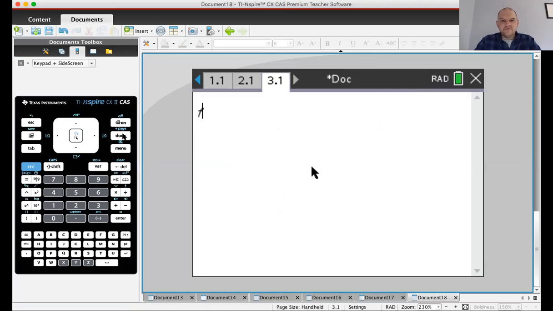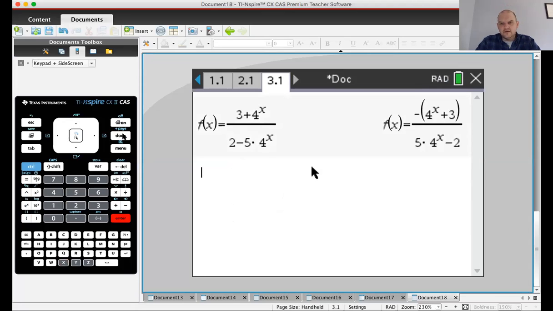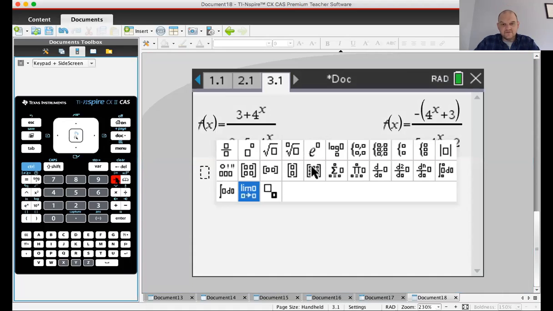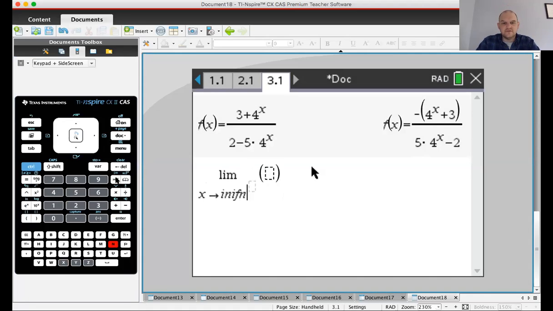All right, so f of x is 3 plus 4 to the x over 2 minus 5 times 4 to the x. Okay, so we have to go to positive and negative infinity. Limit as x goes to infinity of f of x.